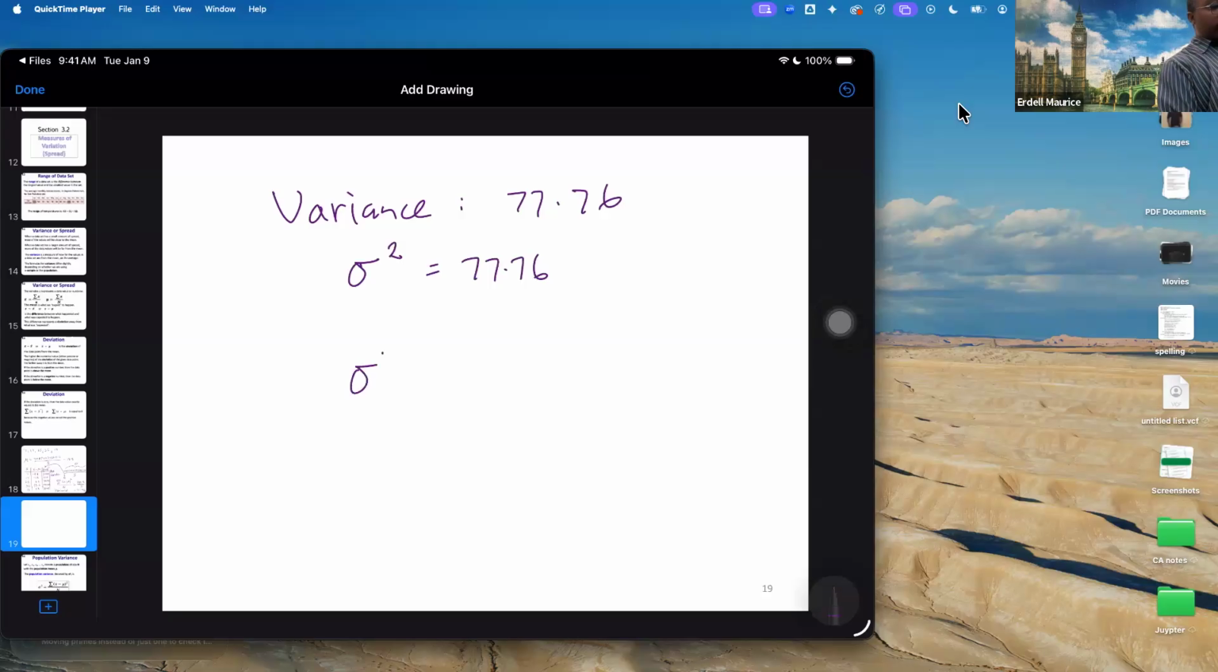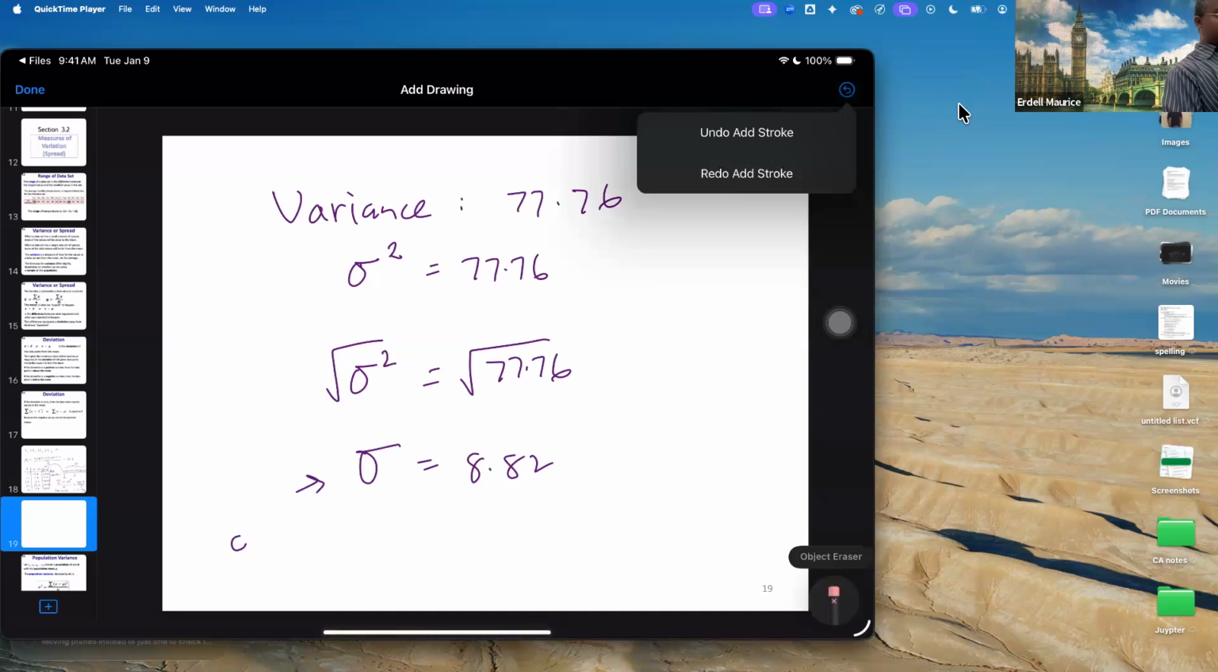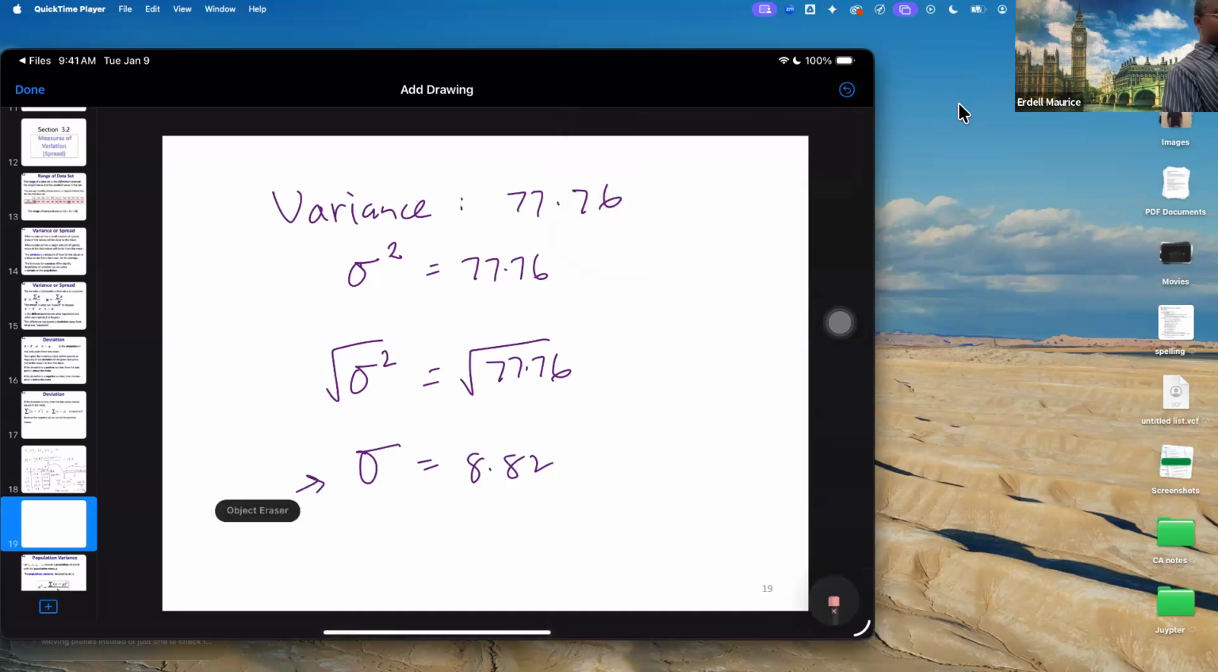If you take the square root of the variance, what is the square root of 77.76 rounded to 2 decimal places? 8.82. This result is called the standard deviation. It is not the average deviation. We know that's going to be 0, yes?